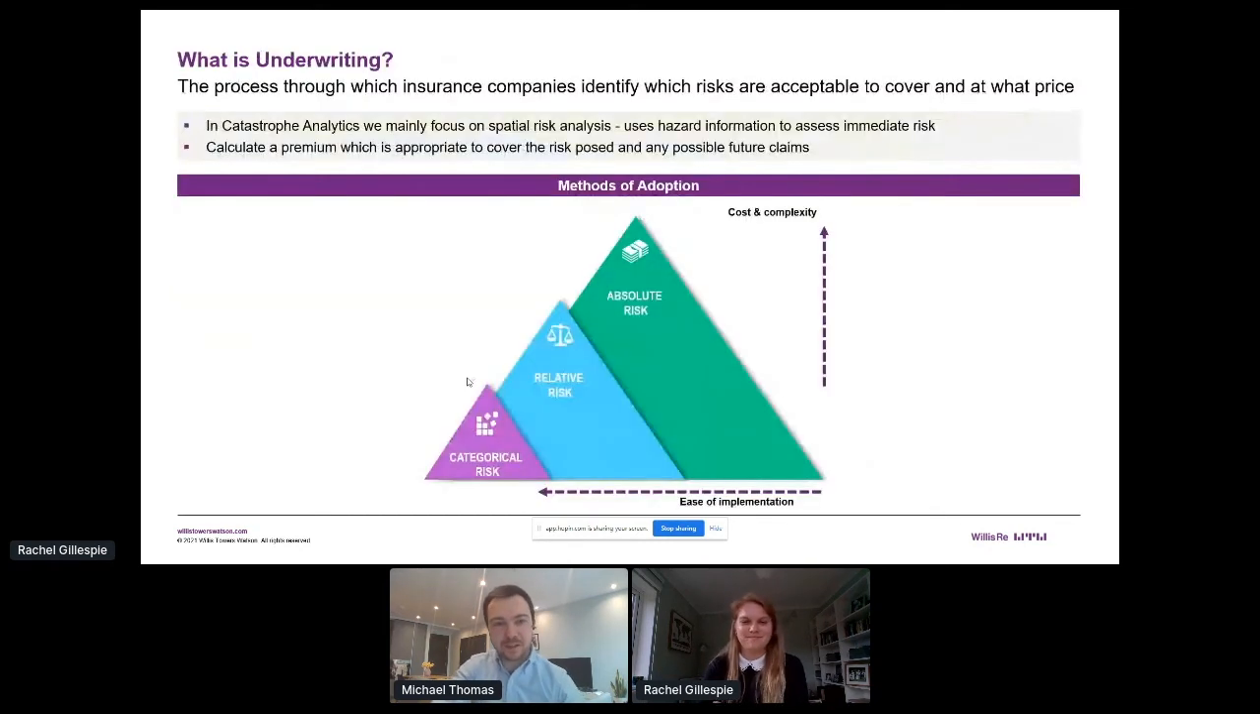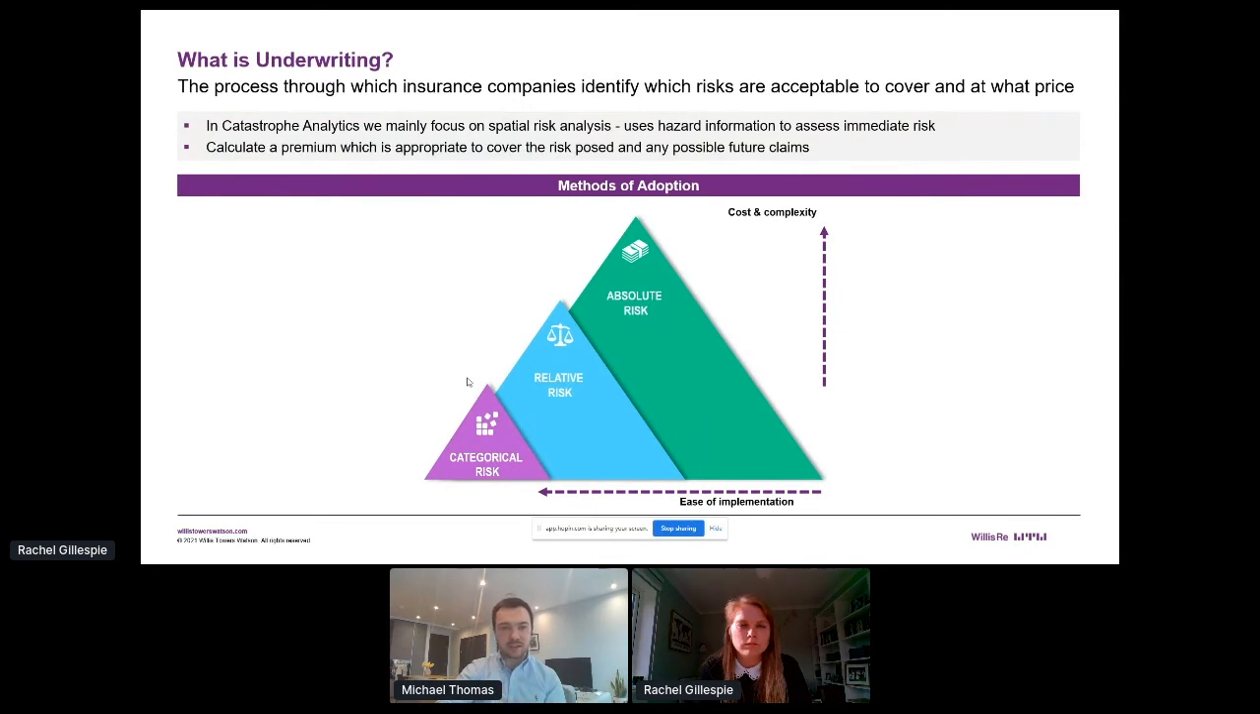Cheers. Thank you, Rachel. Similar to what Rachel was touching upon with what is Catastrophe Analytics, we're going to start with: what is underwriting? It's the process through which insurance companies identify which risks are acceptable to cover. And then if we think about the pricing side, coming up with what price that should be.